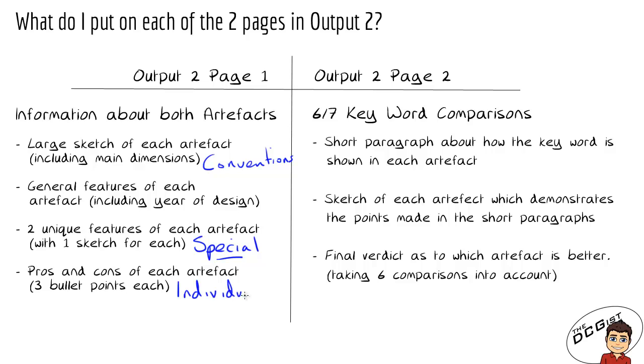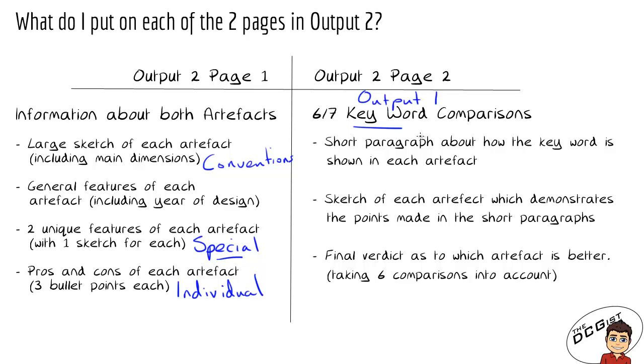Just if you look at them in isolation, what are the pros and cons of each one of your artifacts? Then on output 2 page 2, what we'll be looking for is 3 keyword comparisons. Those keywords need to come from output 1, okay? And the reason that they need to be there is that the whole point of the DCG project is to make sure that you're telling a story.